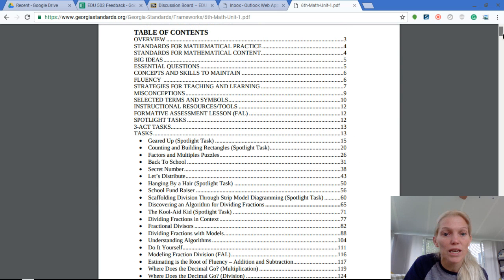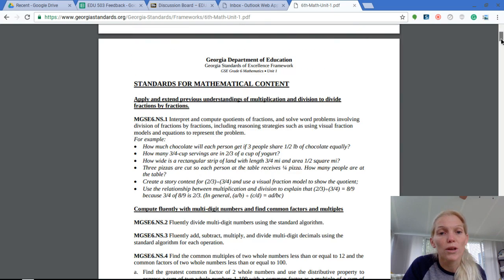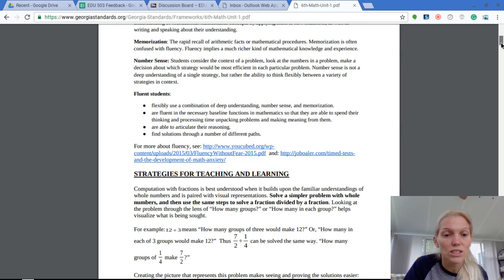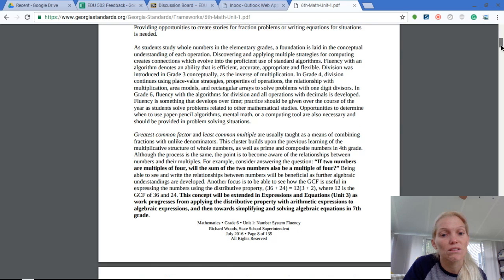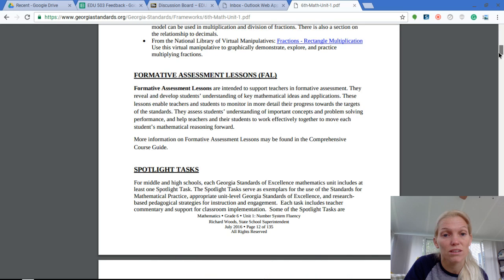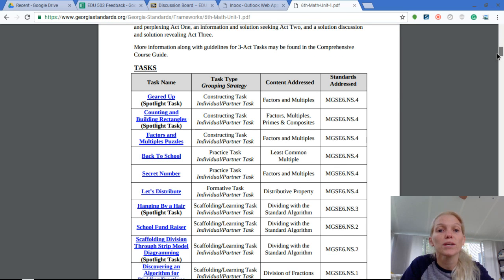I'll first show you. This kind of gives you an overview of everything. Table of contents. Here's all the tasks. So those are the actual lessons. So what you're going to want to do is you can kind of just look over. This is really nice. The units are really laid out nicely with all of the vocabulary, what they're learning. Okay, so here's all the tasks.